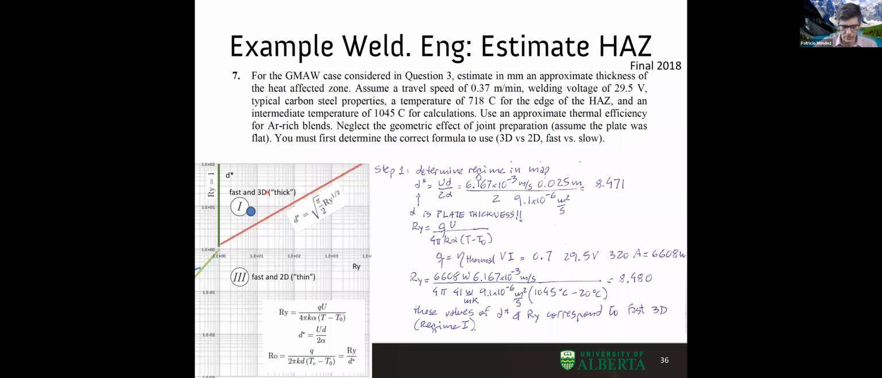And I'm going to make a note to myself. I fall here and fall in fast and thick, right? Every question I have about this one weld, I will be using the formulas that correspond to regime 1. Every question you ask me now, I know I'm fast and thick. All right?